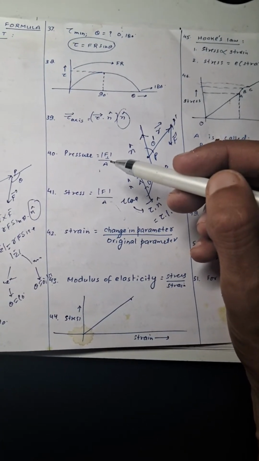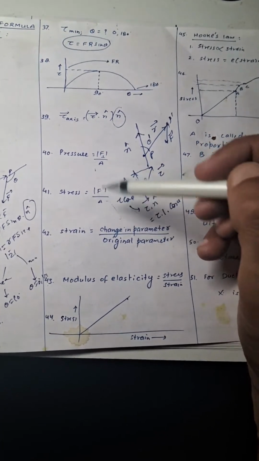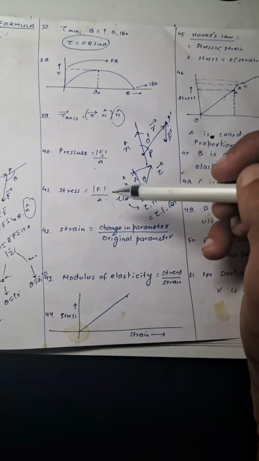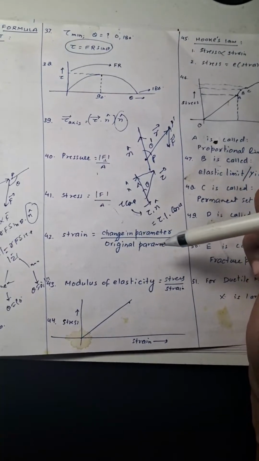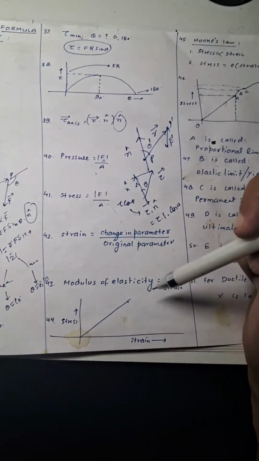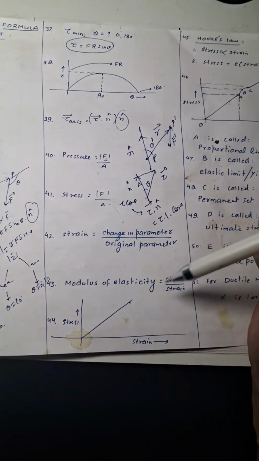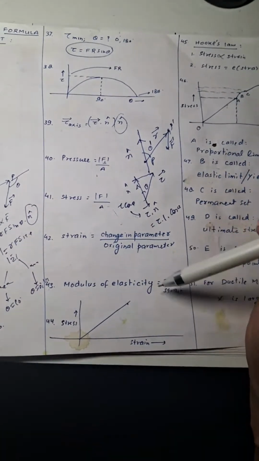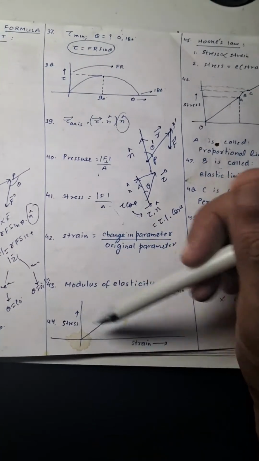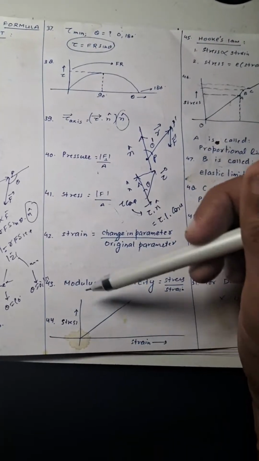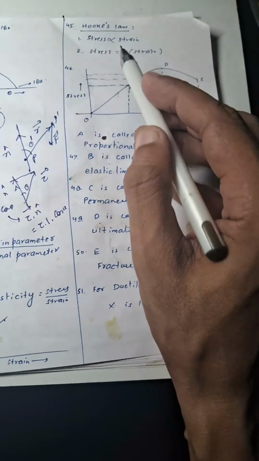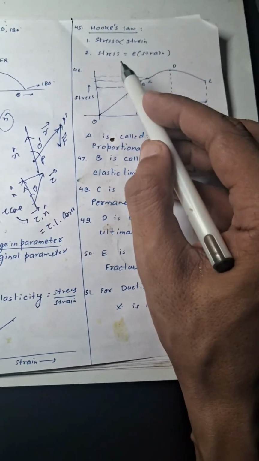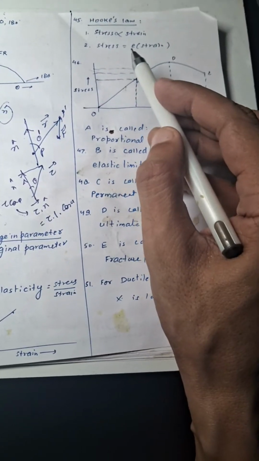Now there is another concept of stress, which is force by area, and there is the concept of strain, which is change in parameter by original parameter. Now we have modulus of elasticity as stress by strain. So this is also Hooke's law. If we draw the graph between stress and strain for proportional limits, the graph comes out to be a straight line. This is Hooke's law, that stress is proportional to strain, and another concept which can be derived from here is stress is equal to E times strain.